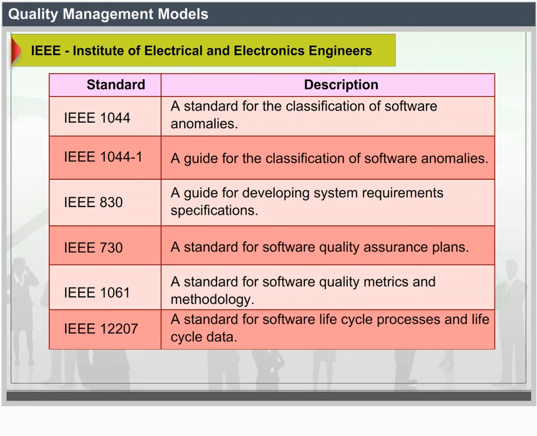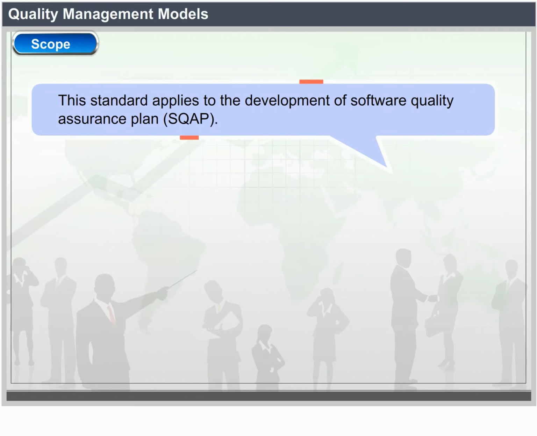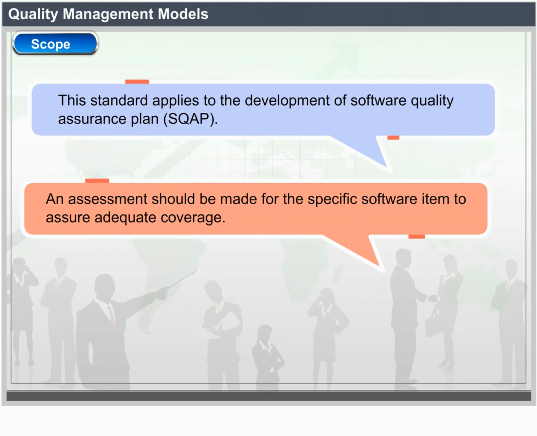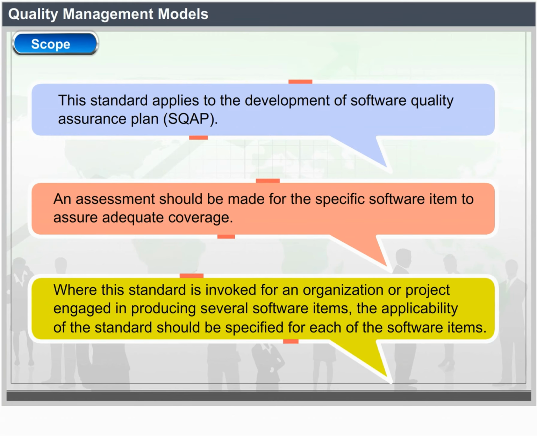Scope. This standard applies to the development of a software quality assurance plan, SQAP. An assessment should be made for the specific software item to assure adequacy of coverage. Where the standard is invoked for an organization or project engaged in producing several software items, the applicability of the standard should be specified for each of the software items.